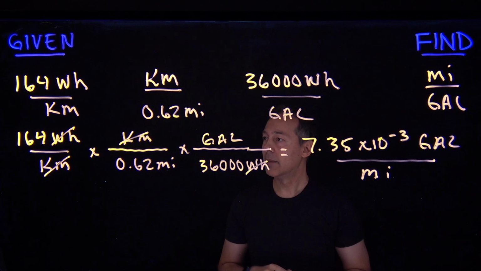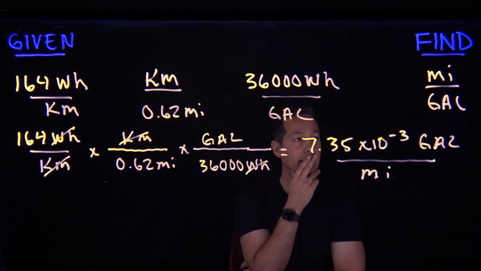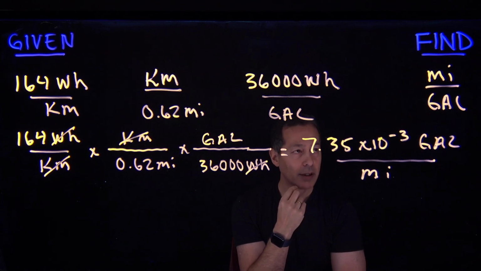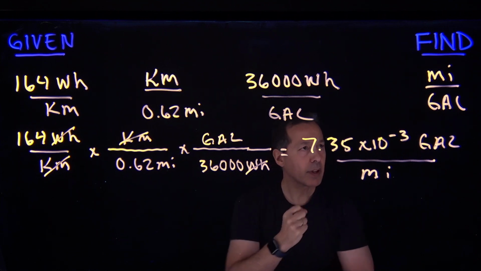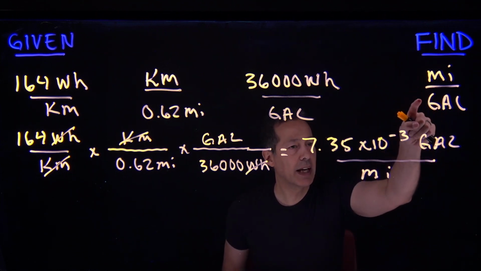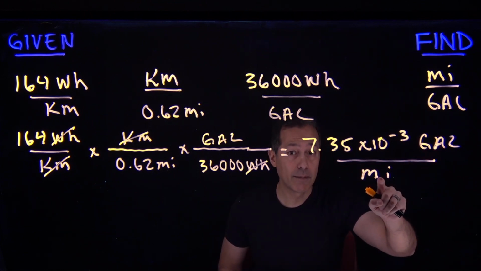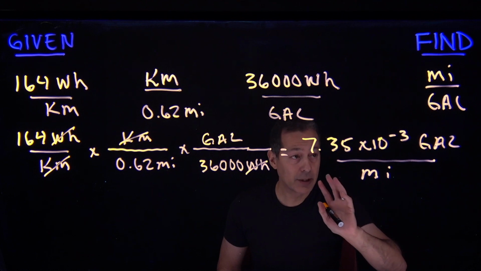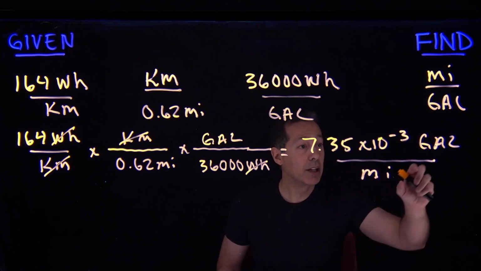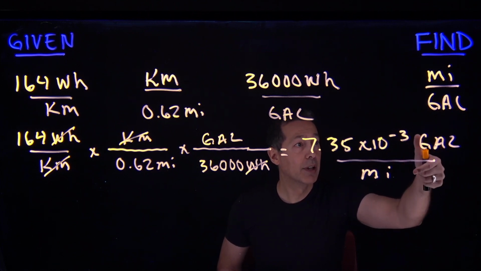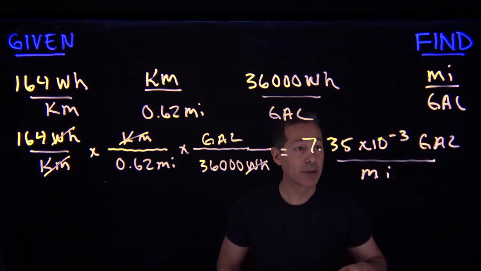And this might be the spot where you might have stopped and go, wait a minute, something's not right here. We're trying to find miles per gallon, and the answer we have here is in gallons per mile. So it's not the right answer. But it just looks like that it's the reverse, right? If we were to just flip-flop this, we would have the units in the right place.